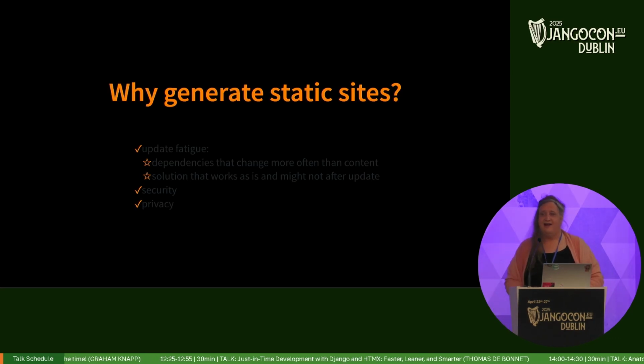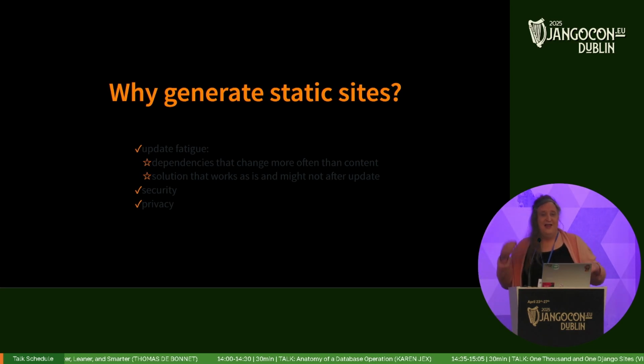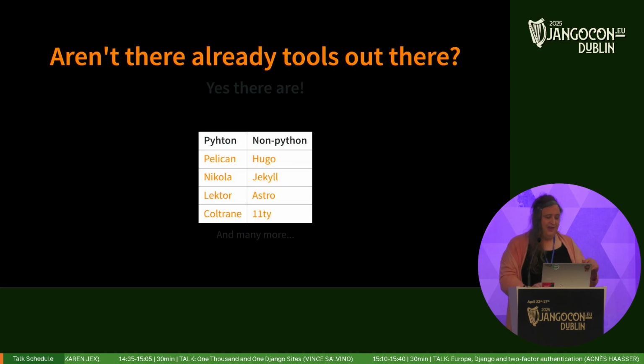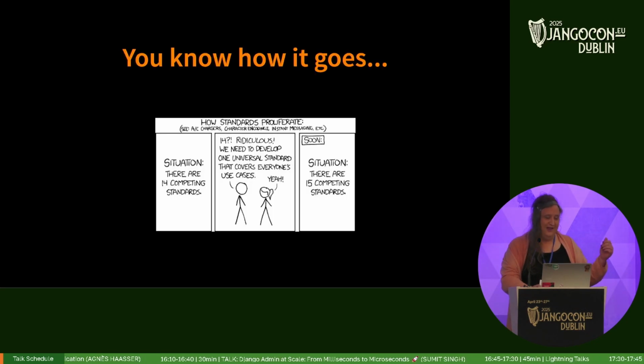So why generate static sites? You can generate static sites so that you don't have to update your Django. If you have a site that the content changes every 5 years, you don't want to do every LTS release of Django. You also gain in security because it's harder to hack a static site than it is to hack a dynamic one, and also privacy because you lose all the need for cookies. There are already a lot of tools that do that. They don't do it the way that I want, so I made another tool. My biggest gripe about it is that you cannot create a nice landing page with most of those tools.